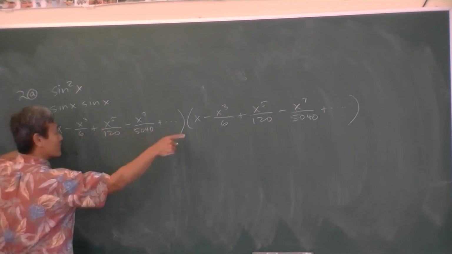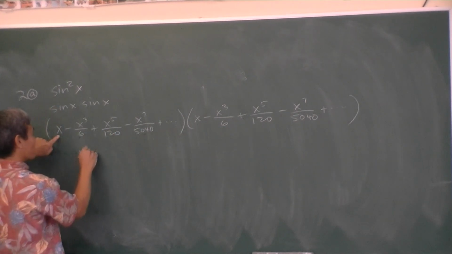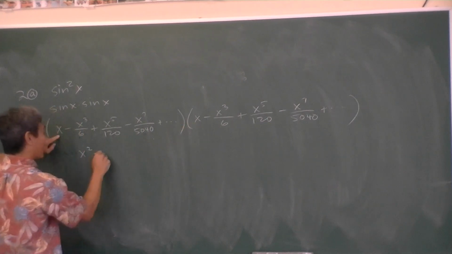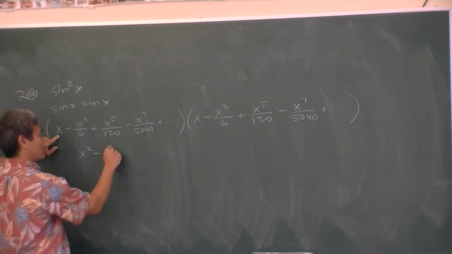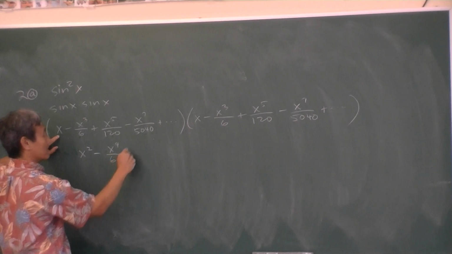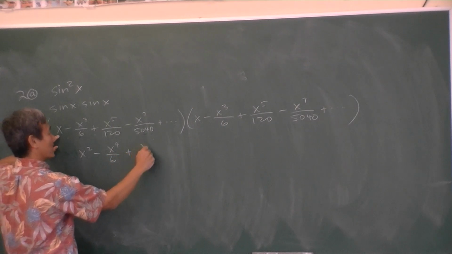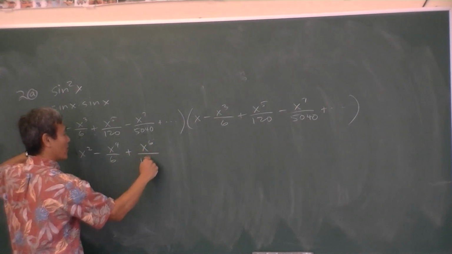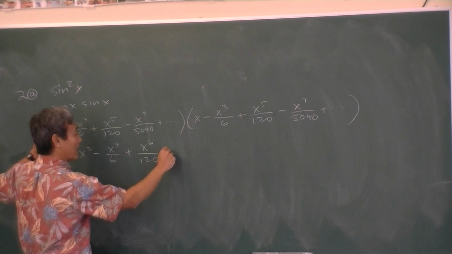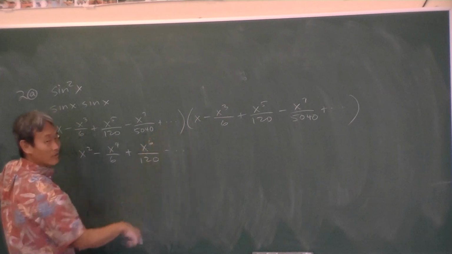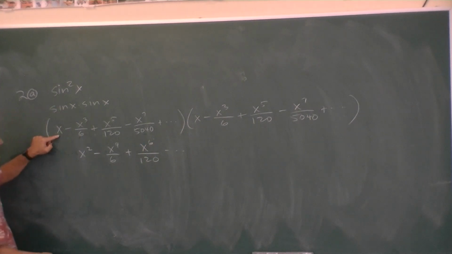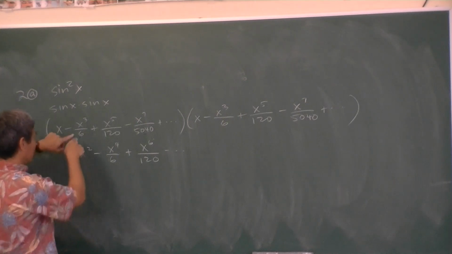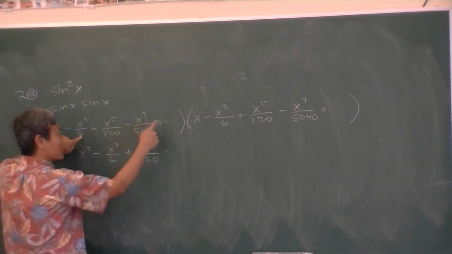Okay, take the first term, distribute, go. X squared, so this times this, and then minus x to the 4th over 6 plus x to the 6th over 120. Now hopefully I don't have to do the other one because 5040, some of you have no prayer, yeah? Okay, take the second term, distribute it.